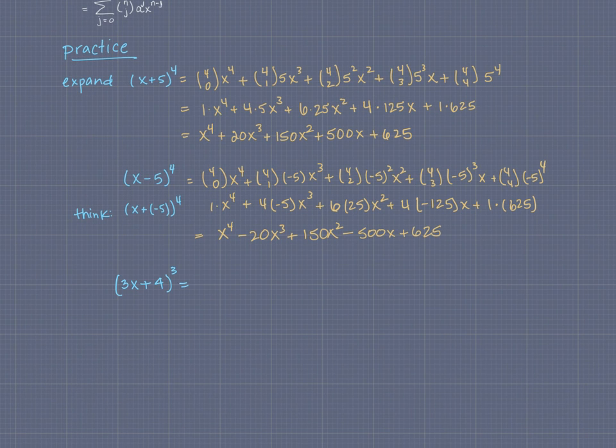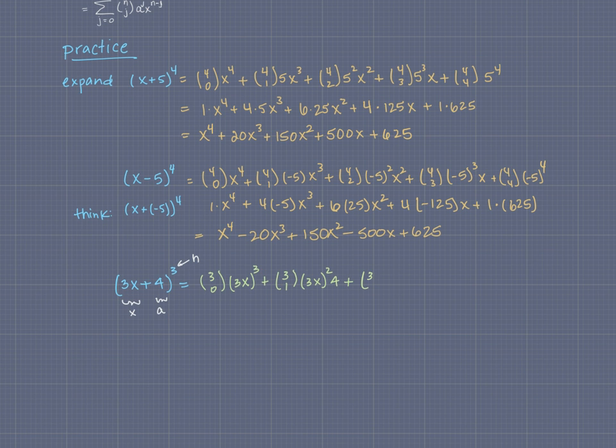Let's try expanding (3x + 4) to the 3rd power. So keep in mind here that now 3x is behaving like x in our definition, and then 4 is our a, and then 3 is our n. Using the binomial theorem, we get our first coefficient to be 3 choose 0, and then 3x, which is behaving like our x, gets raised to the 3rd power.